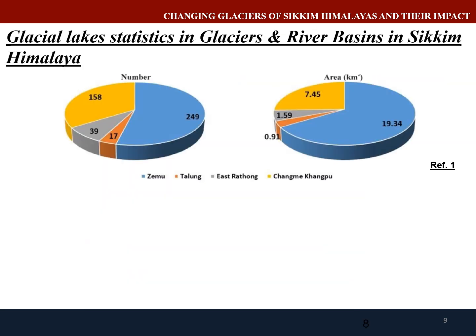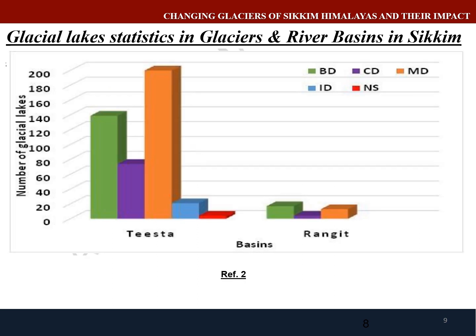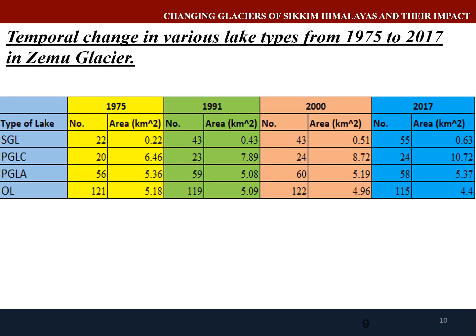Now you can see the numbers. In Jemu Glacier, the number of lakes is much higher, 249. The area is 19.34 kilometers, and you can see that moraine dam lakes are much higher in Teesta Basin, which makes it vulnerable. Supraglacial lakes in 1975 were just 22, but the 2017 record says 55, and now there will be much more. The area has been tripled by now.